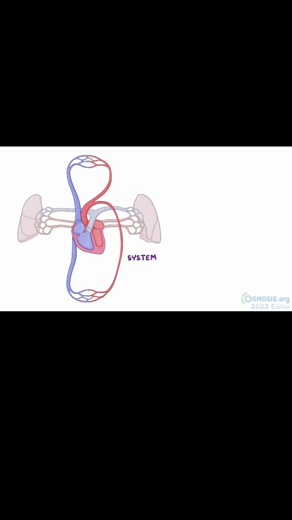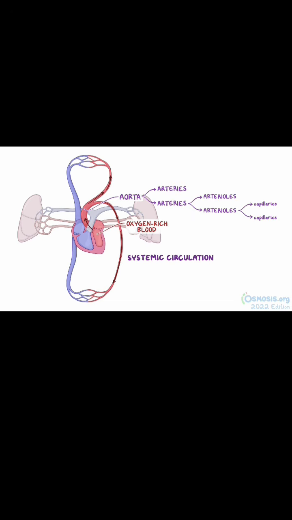Now, this is where the systemic circulation begins, pumping oxygen-rich blood into the body's largest artery, called the aorta. Along its course, the aorta gives off smaller arteries that gradually branch into smaller vessels called arterioles. Near the body tissues, these arterioles further divide into smaller vessels called capillaries.